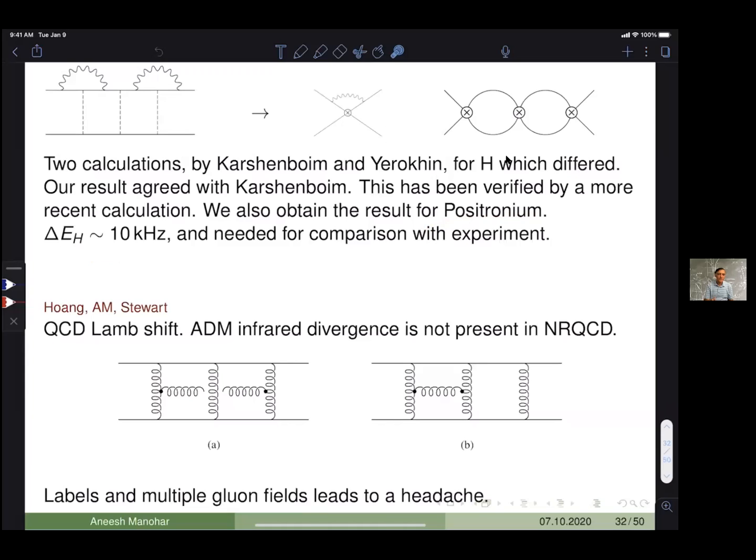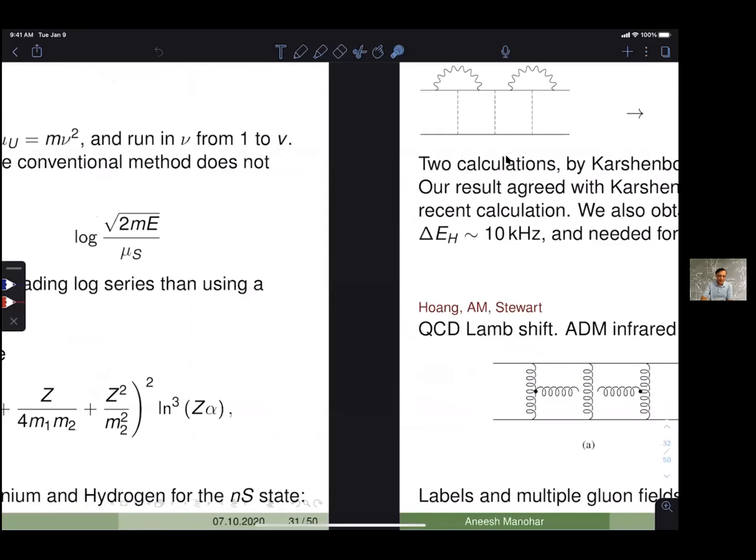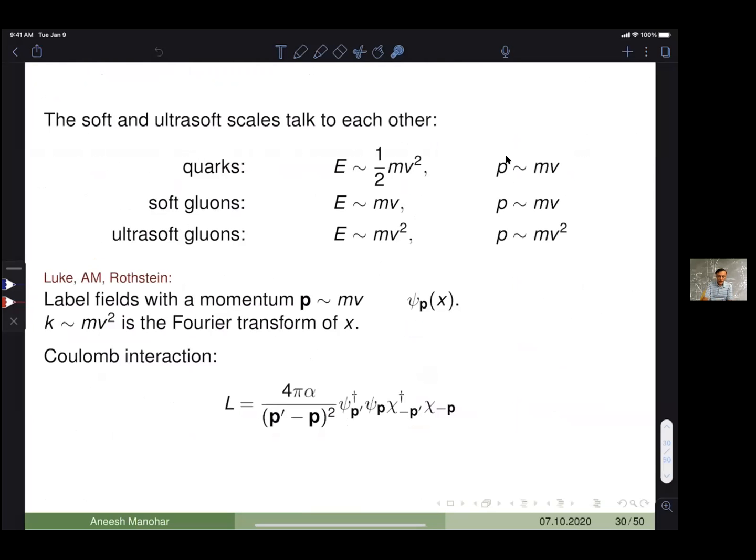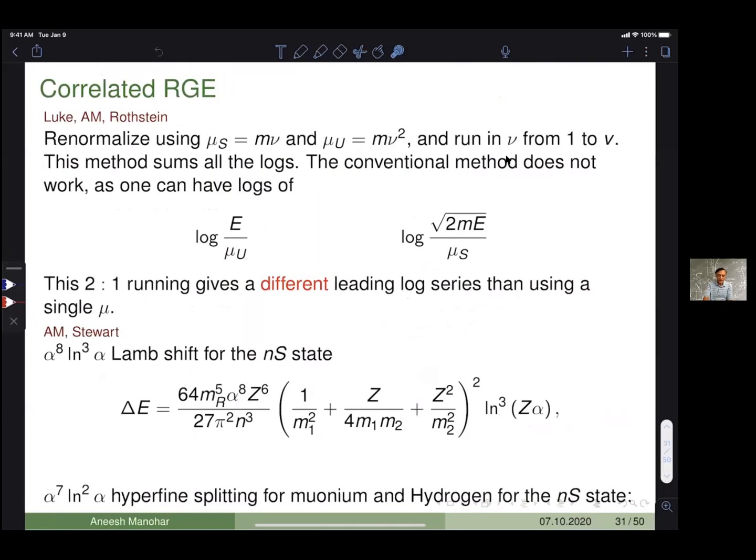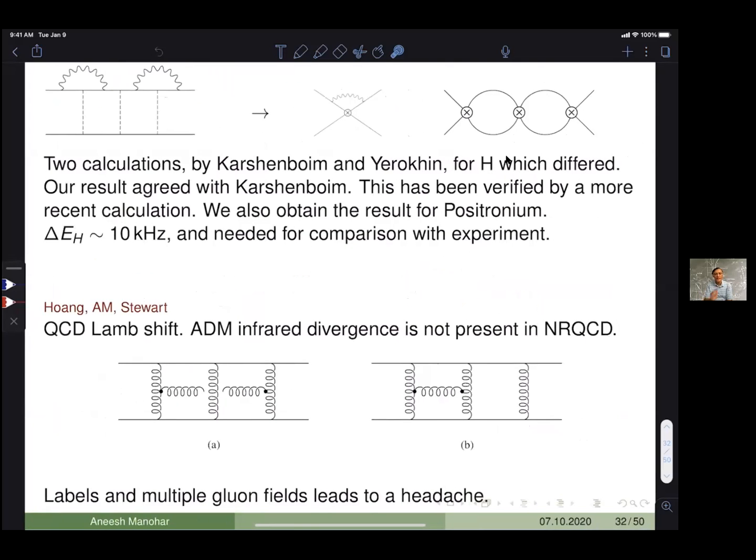Another thing we were able to do is calculate the Lamb shift in QCD, which has this ADM infrared divergence. But if you do NRQCD, the infrared divergence is not present anymore. And so we were able to calculate these diagrams and calculate the Lamb shift for QCD. The problem is that these labels that I mentioned somewhere back here and these correlated scales end up at some point causing a huge headache, which has lasted 20 years, and I haven't figured out a good way to solve it. So there are many successes, but for the whole theory, I'm not happy with the final formulation.